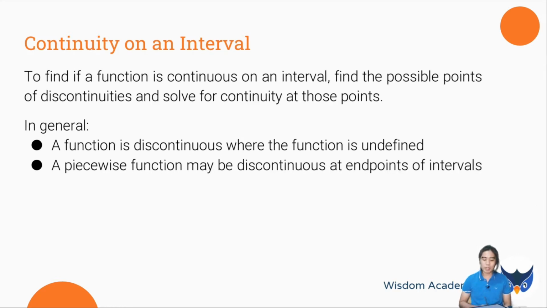So, to find if a function is continuous on an interval, we should find the possible points of discontinuities and solve for continuities at those points. So, hahanapin natin kung ano-ano yung mga point na posibleng maging discontinuous yung function. Tapos, yun yung gagamitin natin to solve for the continuity of the function on an interval. So, in general, a function is discontinuous where the function is undefined. So, pag undefined yung functions, ibig sabihin, alam natin na magiging 0 yung denominator or magiging negative yung nasa loob ng square root. Undefined yung function doon, ibig sabihin, discontinuous siya in those interval.